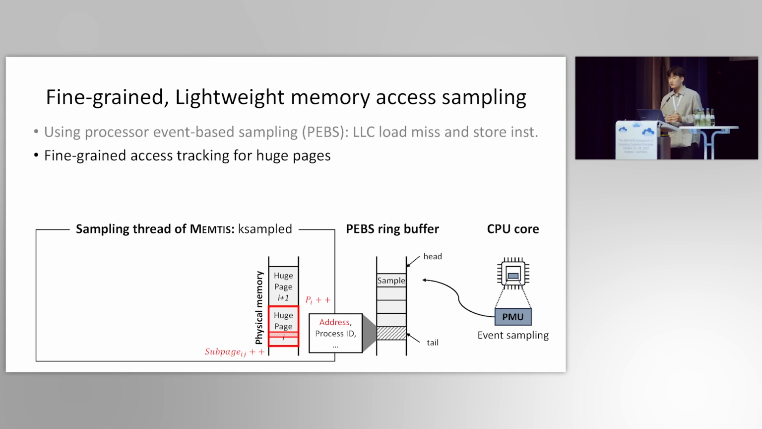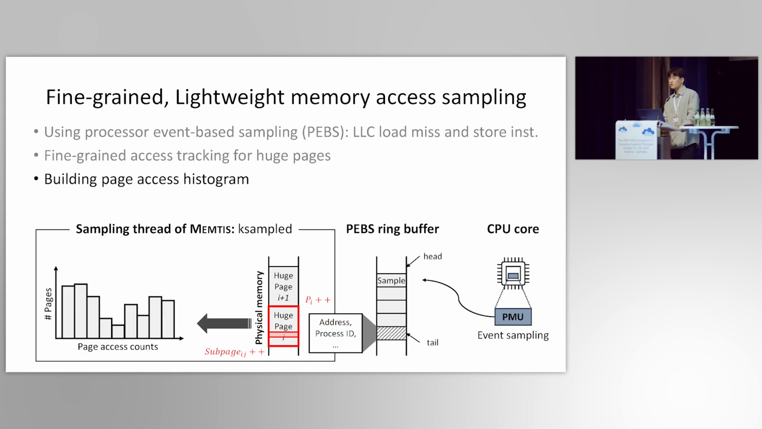It first finds the sampled physical page and updates the access counts. If this page is a huge page, MEMTIS updates both the access count of the huge page and the access count of the subpage inside the huge page. Note that the access information for subpages is only used by our page size determination procedure.